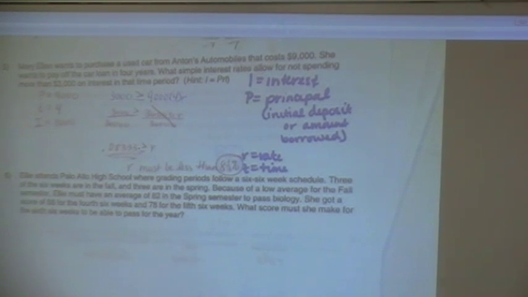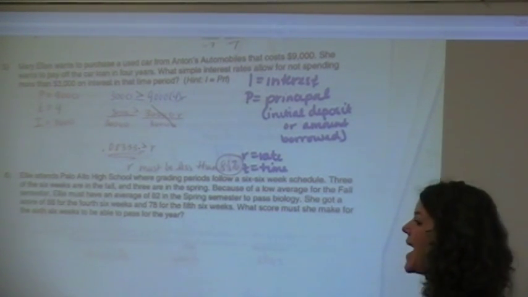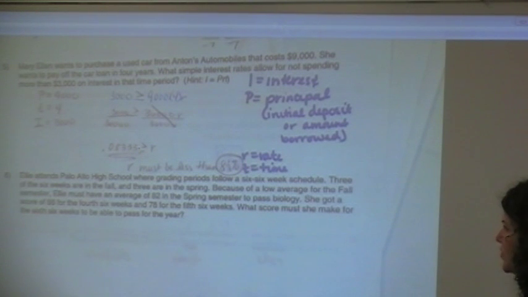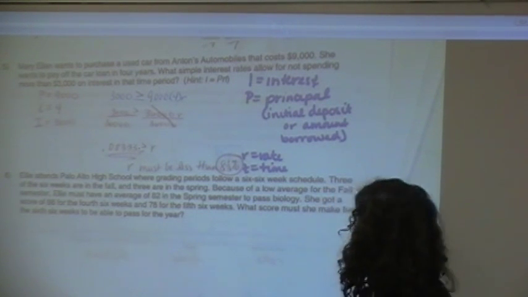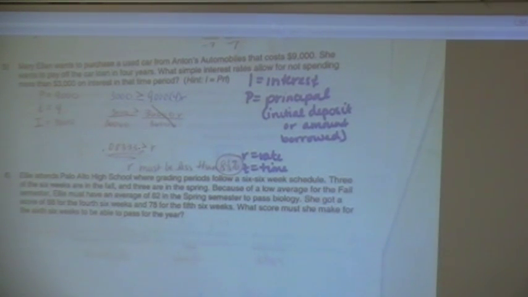Next one on the page. Ellie attends Palo Alto High School. Grading periods follow 6 weeks, just like us. 3 six weeks in the fall, 3 in the spring. She had a low average in the fall semester. So in order to pass biology, she needs an 82 in the spring. She got a score of 68 for the 4th six weeks, 88 for the 5th, 78 for the 6th. What does she need for the 6th six weeks?